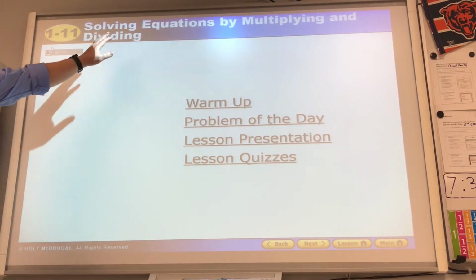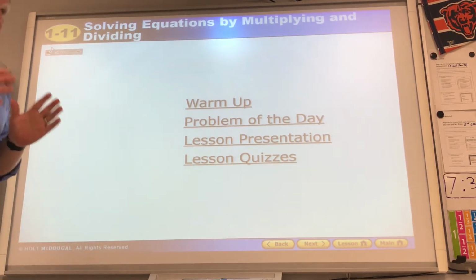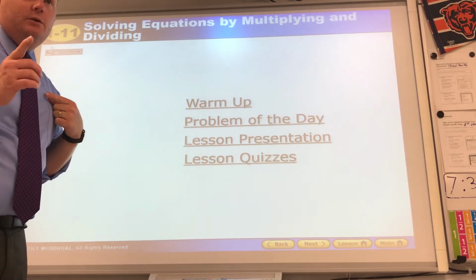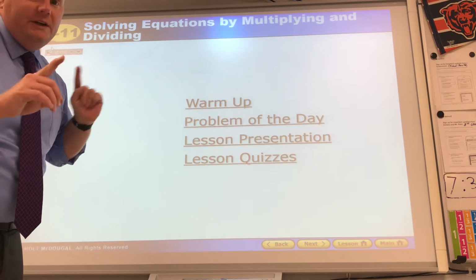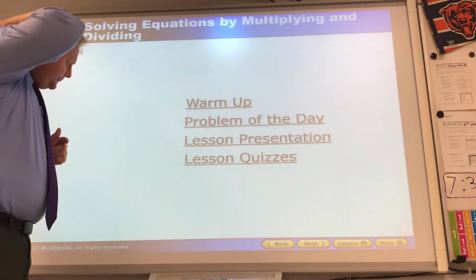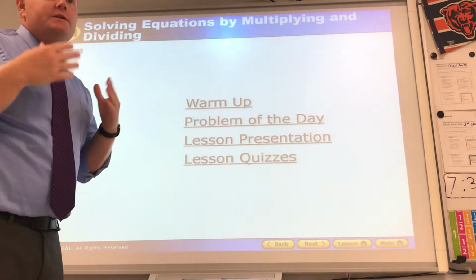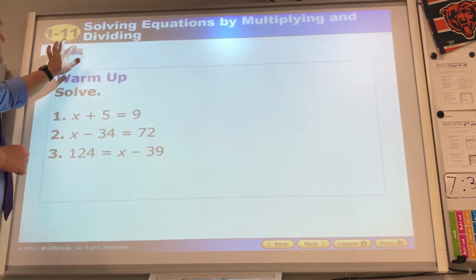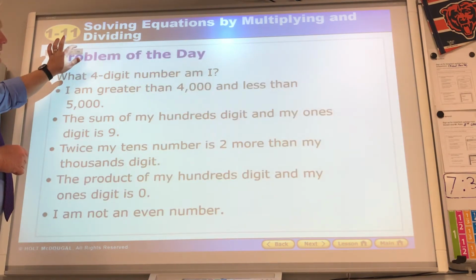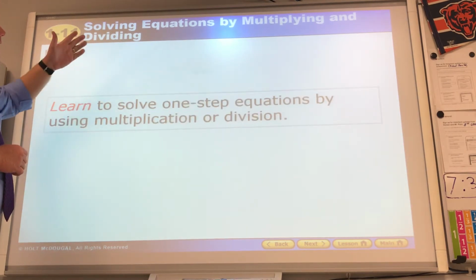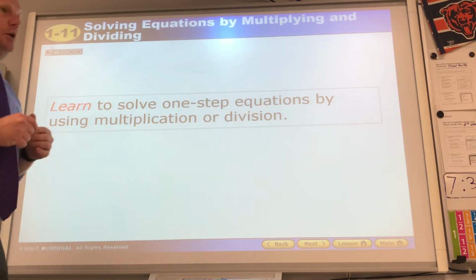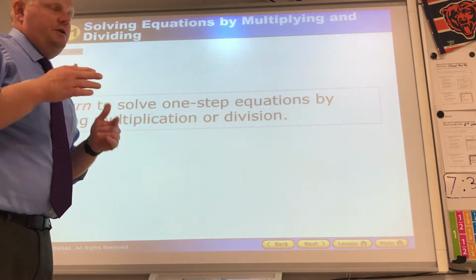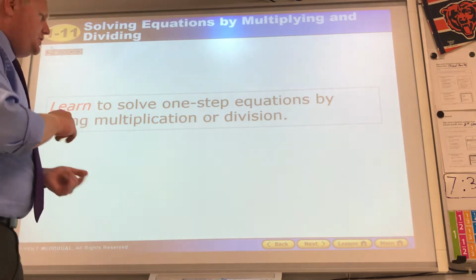So, solving equations by multiplying and dividing. Yesterday we did adding and subtracting. Now Emmett, if we saw addition, we knew we needed to use, hopefully he said subtraction. And if we saw subtraction, we hopefully needed to use addition. Today we used multiplication and division. They're inverse operations. If we see multiplication happening, we do division. If we see division happening, we do multiplication.